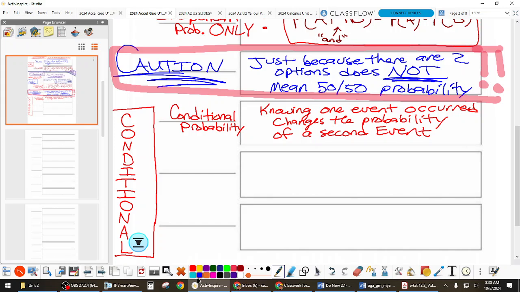Okay. Alright. So we know something occurred and that changes the probability of a second event. That's the big idea. So let's talk about notation. Which event do we know? It doesn't matter. We're going to write both.